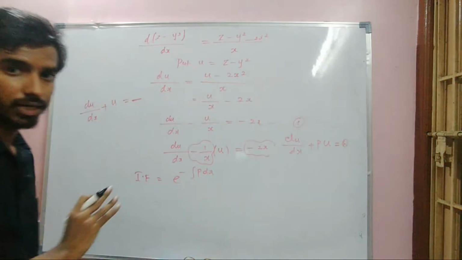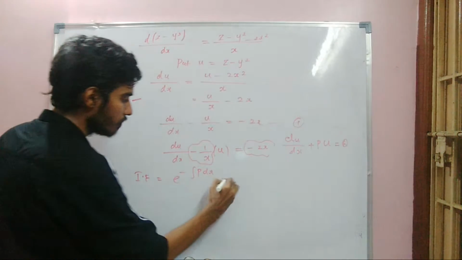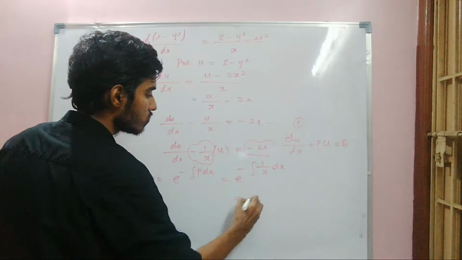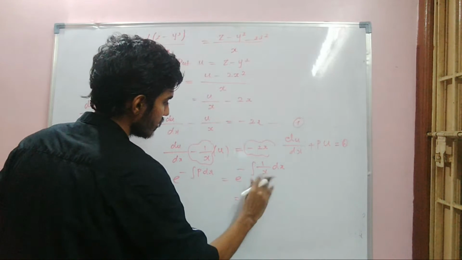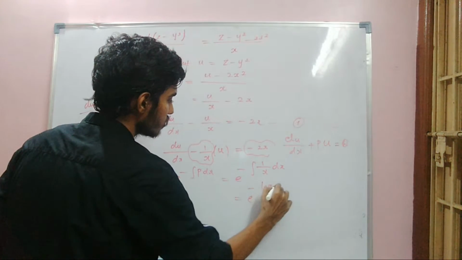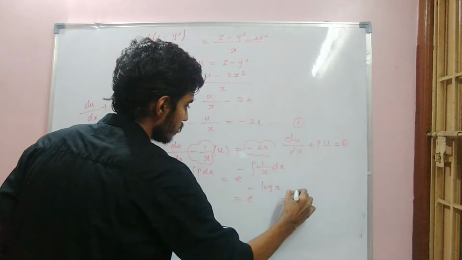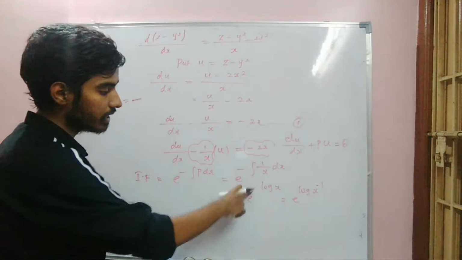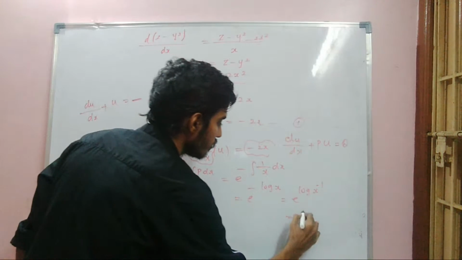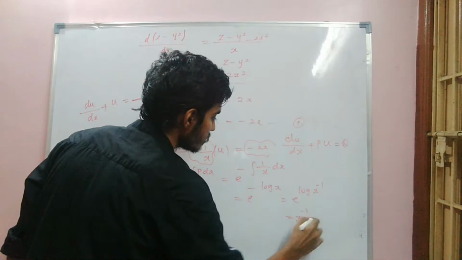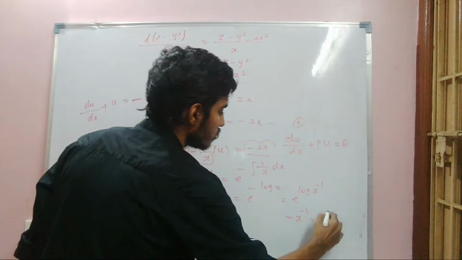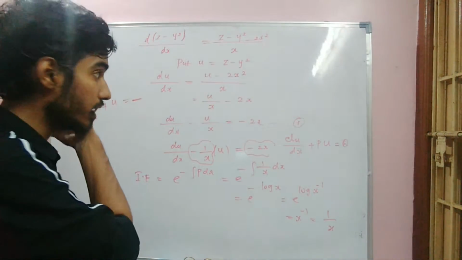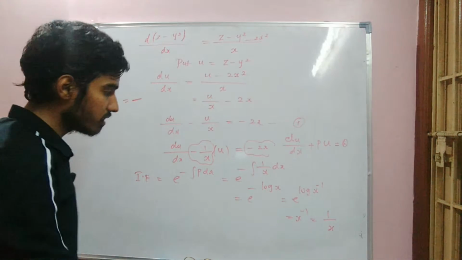So first we need to find the integrating factor. So e power minus integral p dx, so e power minus integral 1 by x dx. So e power minus, integral 1 by x is log x. I can write this as e power log x power minus 1, because I can take the minus into the log. This is nothing but x power minus 1, because e power log of something is something. So 1 by x is the integrating factor. Now we need to find the general solution.